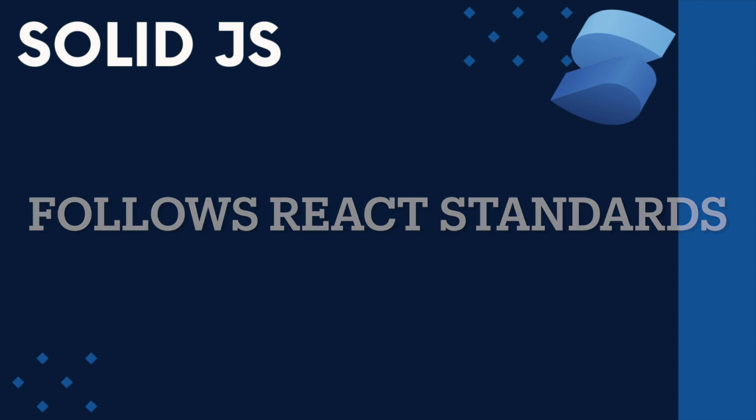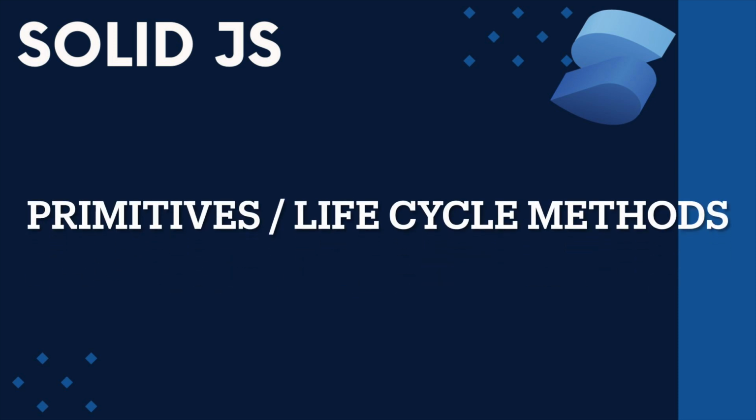So the main components that SolidJS is built on, or the building blocks of SolidJS, are primitives and life cycles. Primitives are the major components or the functions through which you can build a SolidJS application, and there are some lifecycle methods which we can use in the course of building our applications.